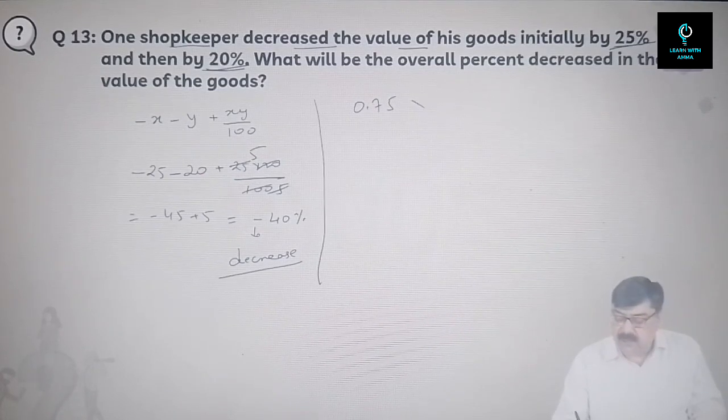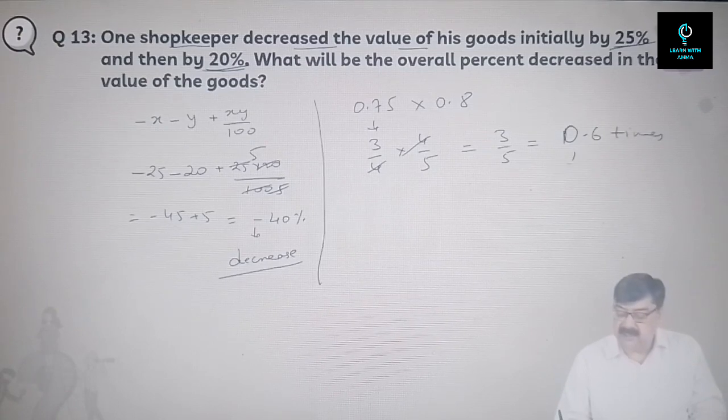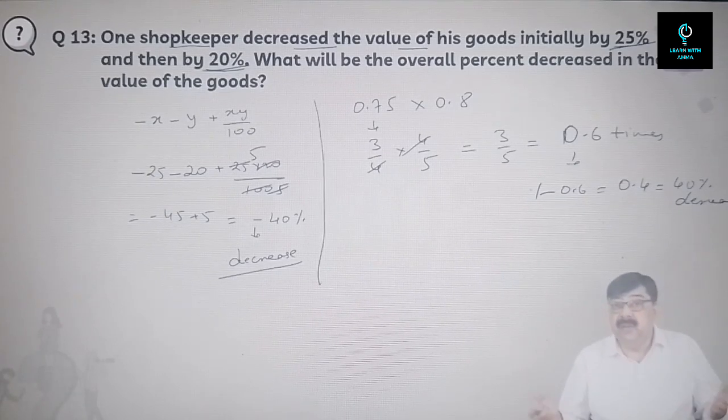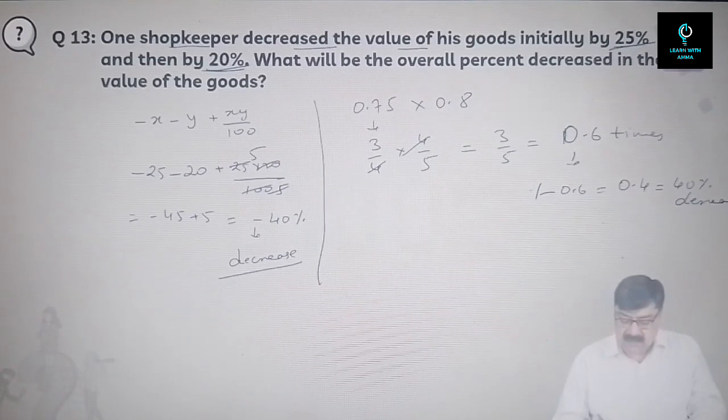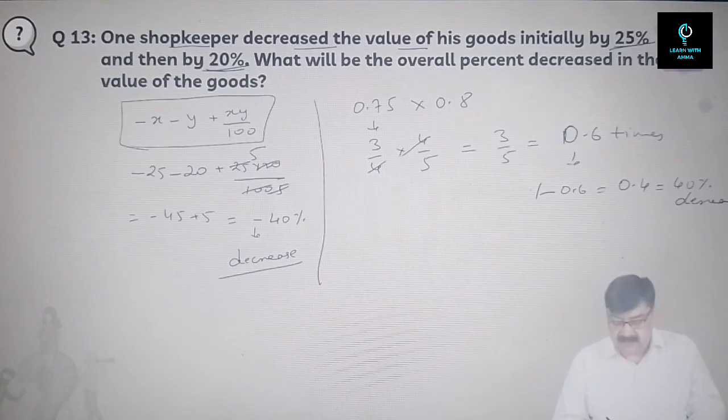Decrease of 20% would mean 0.8 times. 0.75 is 3 by 4. 0.8 you know is 4 by 5. So this is going to be 3 by 5, which is 0.6 times. 0.6 times here would mean 1 minus 0.6, that is 0.4, which is 40% decrease. 0.6 times would mean 40% decrease, 0.4 reduced or subtracted from 1. So anyhow, you can always go for this method for the ease in calculations, especially.